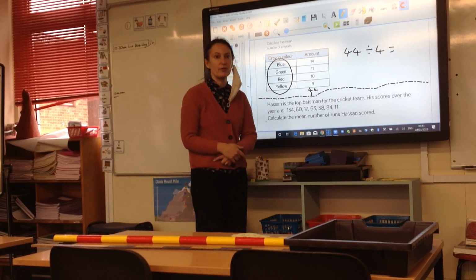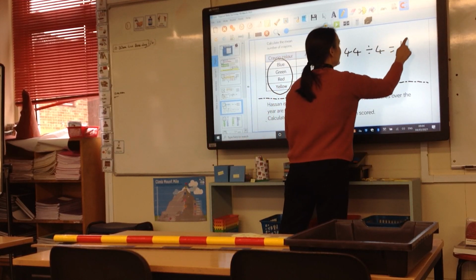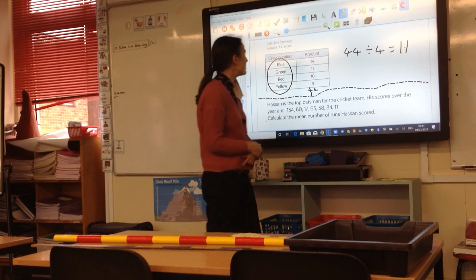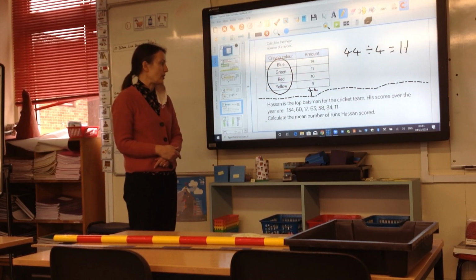Okay. So the answer was 44 divided by 4. Do you know this? 11. Okay. So the mean number is 11. There are 11 for each of those colours.